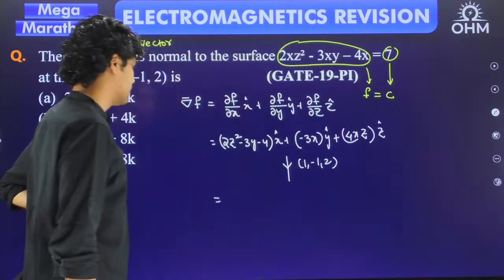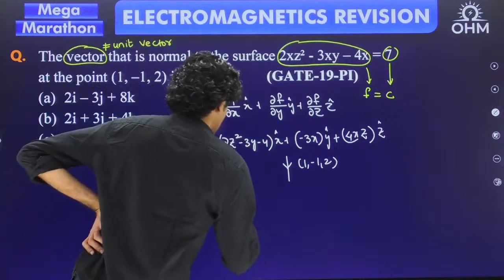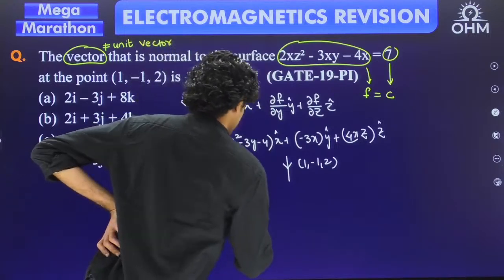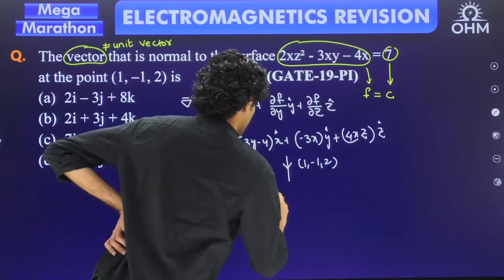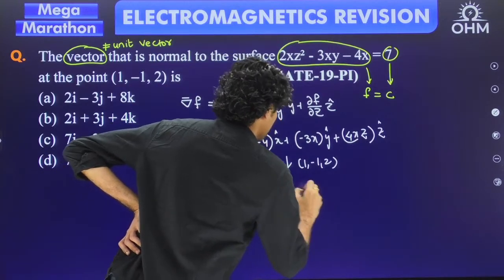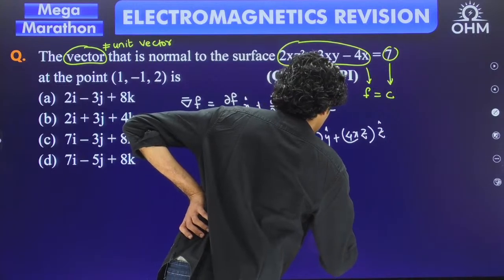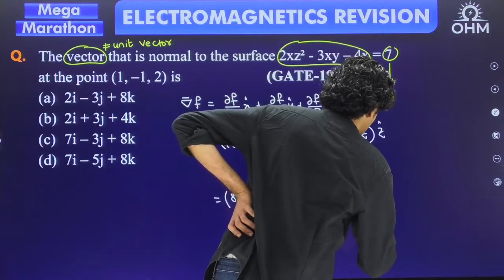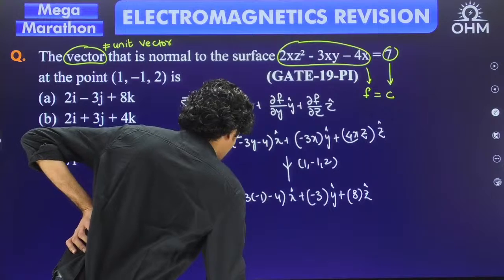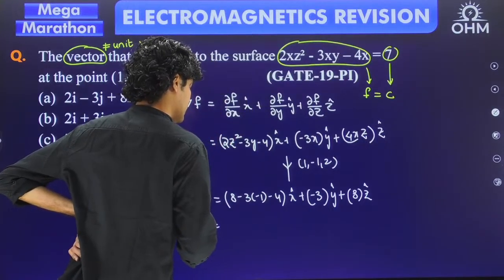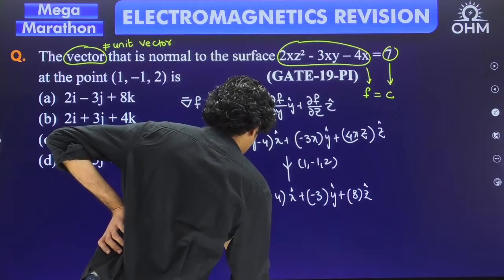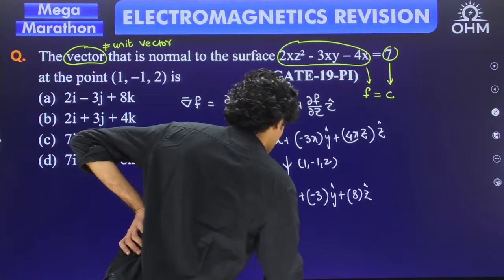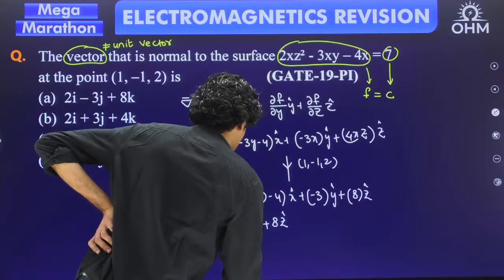So what is the answer now? 2z square: 2 into 2 square is 4, 2 into 4 is 8, minus 3y, 3 into minus 1, minus 4, x cap. Plus minus 3x is minus 3 into 1, minus 3 y cap. Plus 4xz, where xz is 2, so 4 into 2 is 8 times z cap. Overall this becomes 8 plus 3 is 11, 11 minus 4 is 7. So 7 x cap minus 3 y cap plus 8 z cap. This is the correct answer.